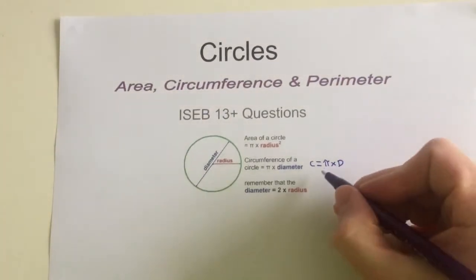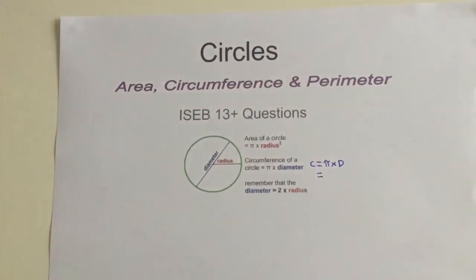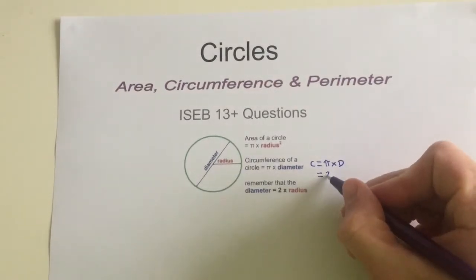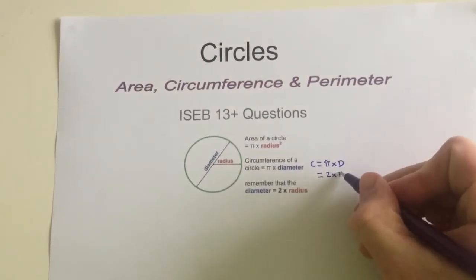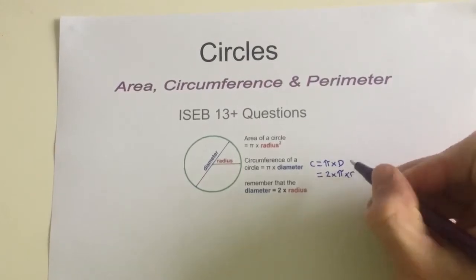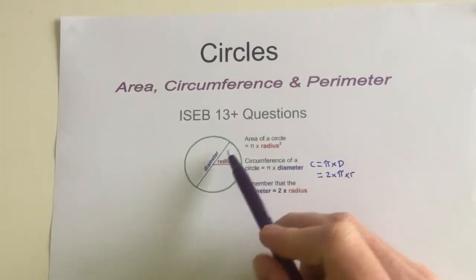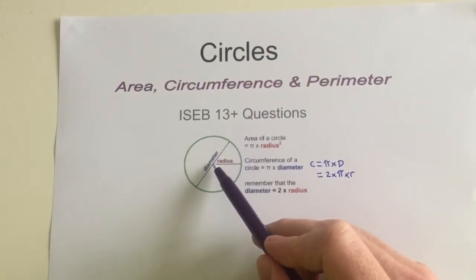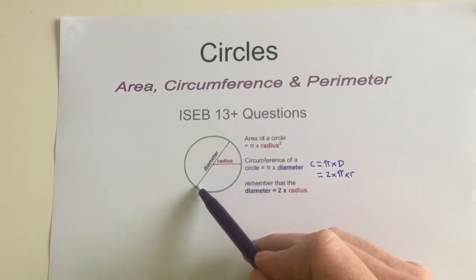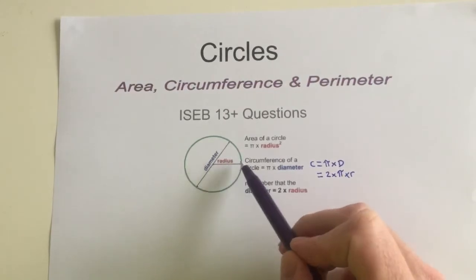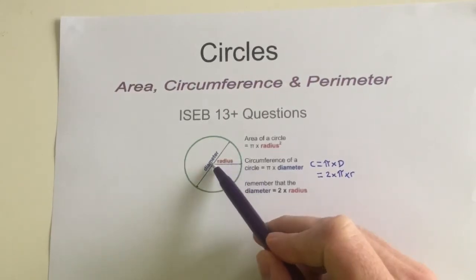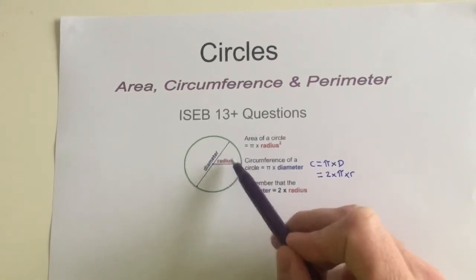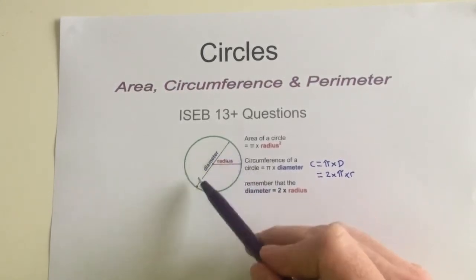And this is the same as 2 lots of radius. So 2 times pi times the radius. And if we look here at the radius, the diameter is the length of one edge of the circle through the centre to the other side. A radius is half that. It's just from any edge into the circle. So radius is half a diameter. So by knowing that, 2 radii are the same as 1 diameter.